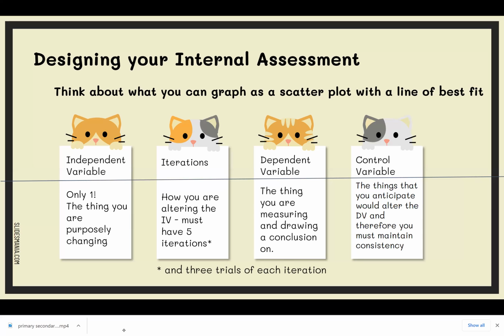And then finally, we have to have control variables, because most of the time when we're experimenting, other things could have an effect on my dependent variable. So what I do is I say, okay, that's probably going to have an effect, and I am going to keep it consistent each time.